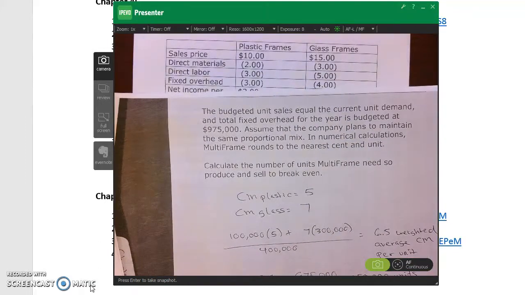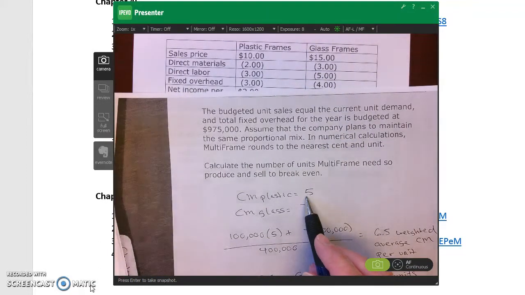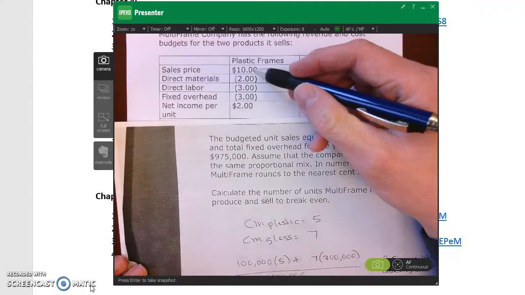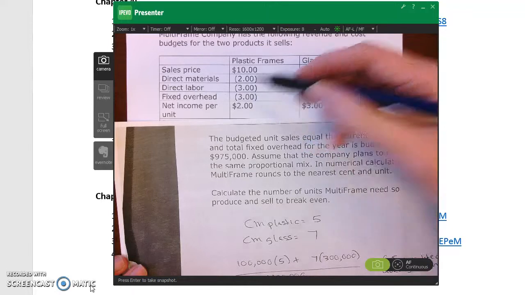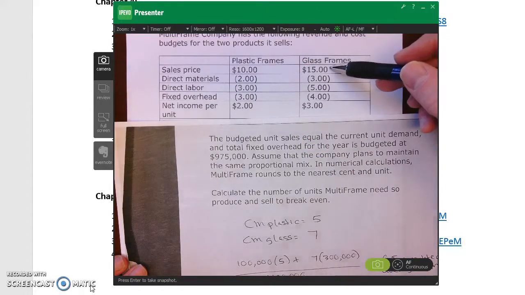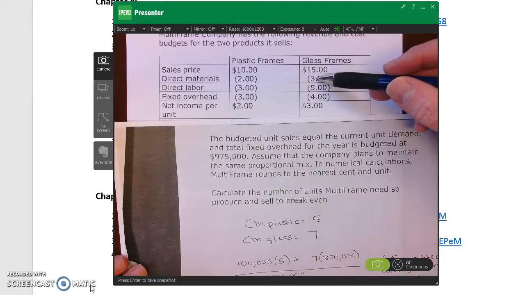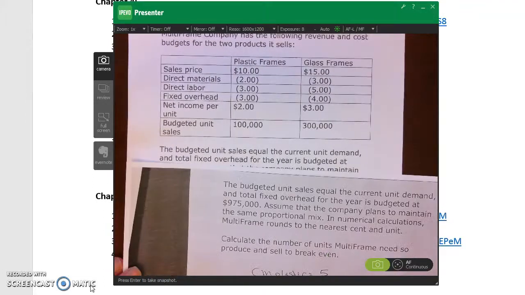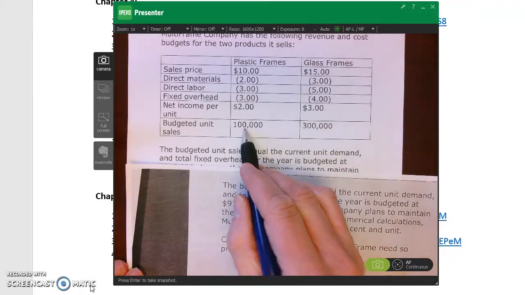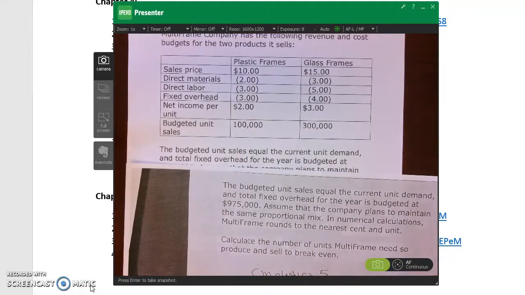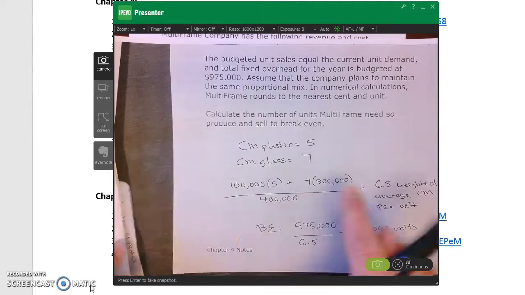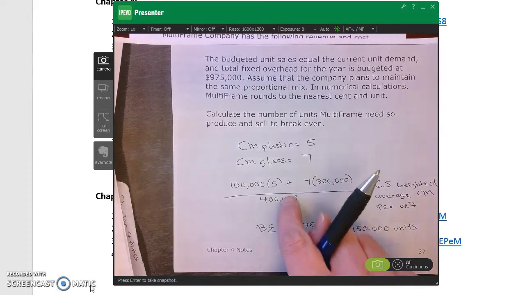Okay, so we can say our contribution margin for plastic is going to be 5, and the way I get that is I take my sales price minus my direct materials minus my direct labor. And my contribution margin for glass is going to be equal to my 15 minus my 3 and minus my 8, which gives me 7. Okay, and then it says my budgeted unit sales. So this is a 1 to 3 sales mix. So what I did is I multiplied it times the number of sales. This is basically the sales mix. And then I divided by 4.